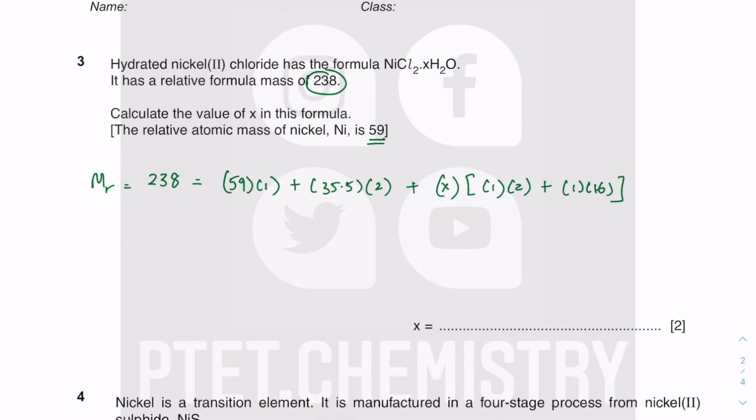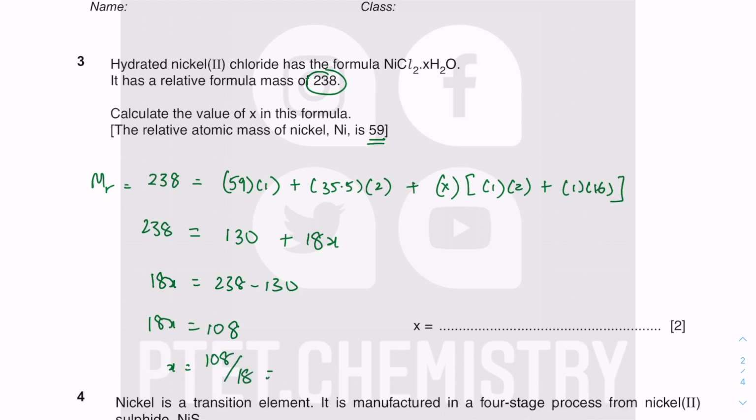So 59 times 1 is 59 plus 35.5 times 2, I get 130. And then I get 18x. So 18x is equal to 238 minus 130. 18x equal to 108. x equal to 108 over 18. And this is another very nice whole number of 6.